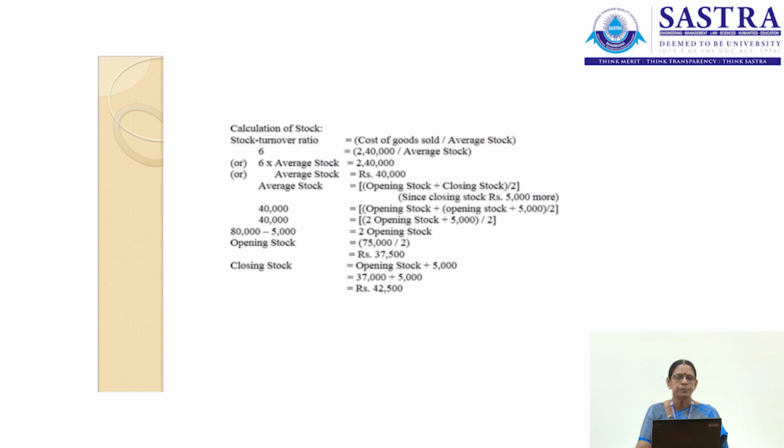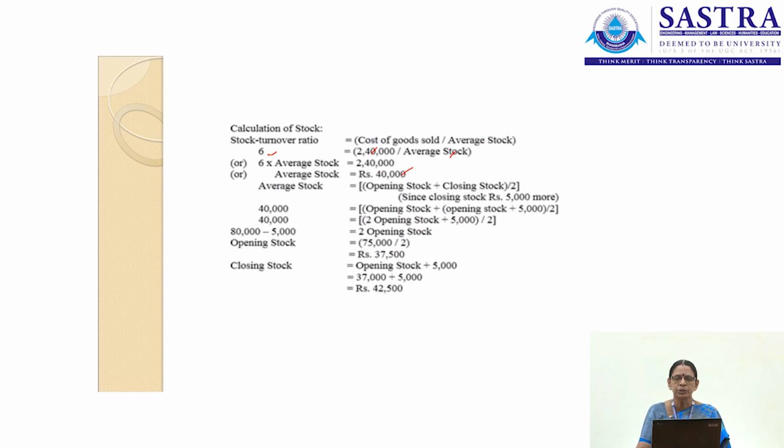Stock turnover ratio is 6 now. What is the stock turnover ratio formula? Cost of goods sold divided by average stock. Cost of goods sold we have calculated as 2,40,000. Average stock we have to calculate. 6 is equal to 2,40,000 divided by average stock. Bring this average stock to the left hand side, we will get 6 into average stock is equal to 2,40,000. So now average stock is 40,000 rupees.